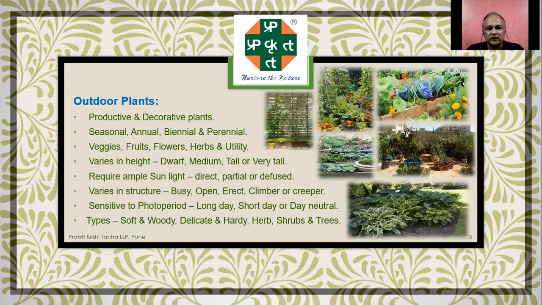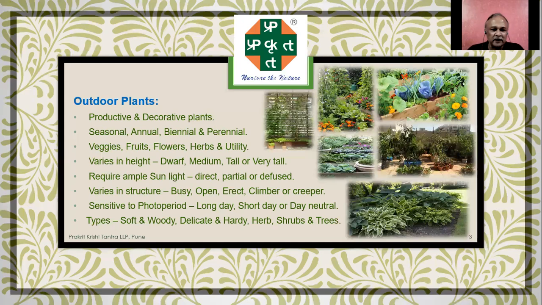So this long day, short day, and day neutral condition, the sensitivity to the photoperiod, is important for flowering and fruiting. How it is important, what impact it has if we grow it in the reverse condition, all these things will be explained in following sessions. Then comes the type of the plant, like soft or woody. Certain plants are mostly herbs, which are soft. There is no wood. They are delicate and soft.